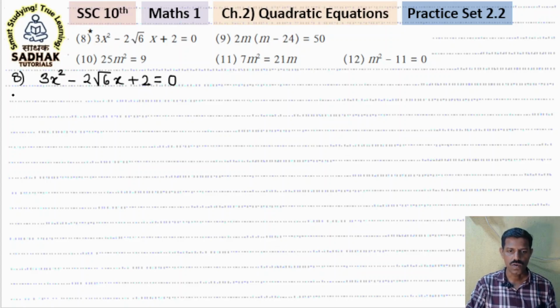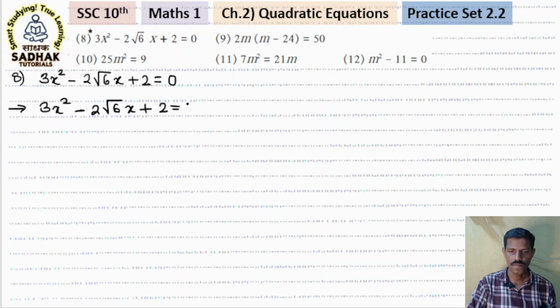Okay, so while writing the answer of this sum, first let us write the equation. This equation is involving the square root. Now when we compare this equation with our general form, that is ax² + bx + c = 0, we get a = 3, b = −2√6, and c = 2.